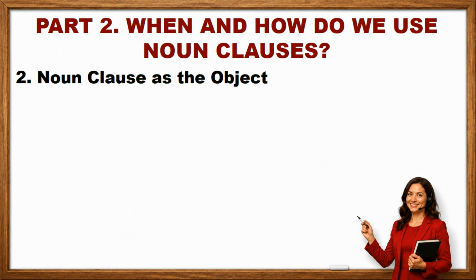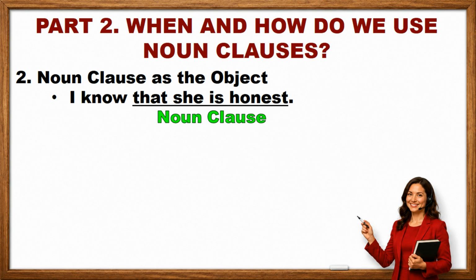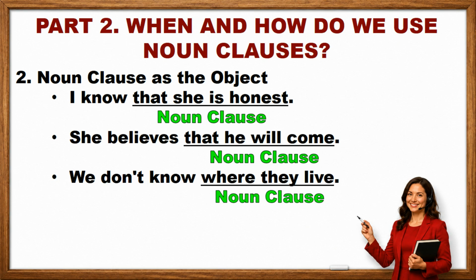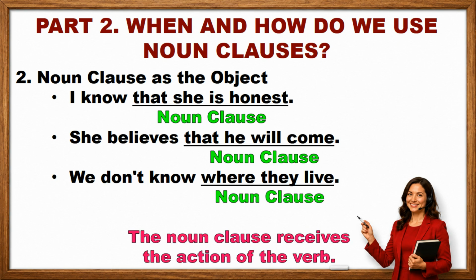2. Noun clause as the object. This is the most common use. Examples. I know that she is honest. She believes that he will come. We don't know where they live. The noun clause receives the action of the verb.